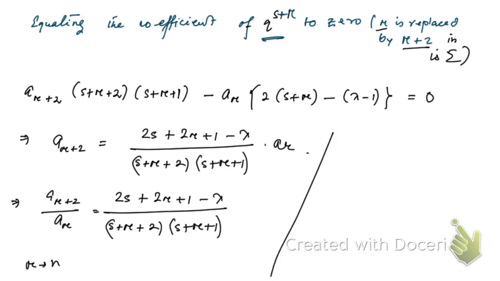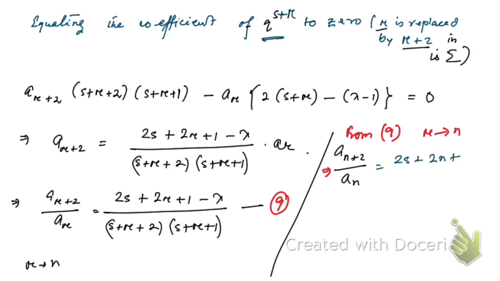Just wait. So what we're going to have, if we replace r by n, then we're going to get a n plus 2 by a n. Suppose this is equation number, what was the last number? So let it be equation number 9. Okay, so from 9, replacing r by n, what we're going to get is 2s plus 2n plus 1 minus lambda by s plus n plus 2 into s plus n plus 1. This is what we're going to have. Now if we take the limit, let me copy this and let me go to a new slide.